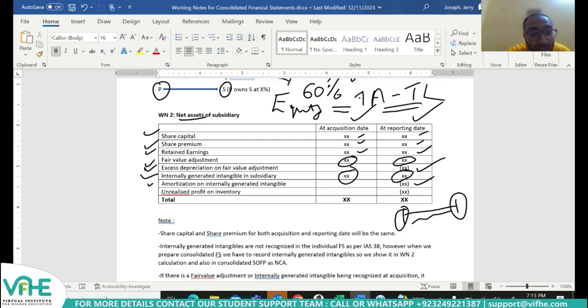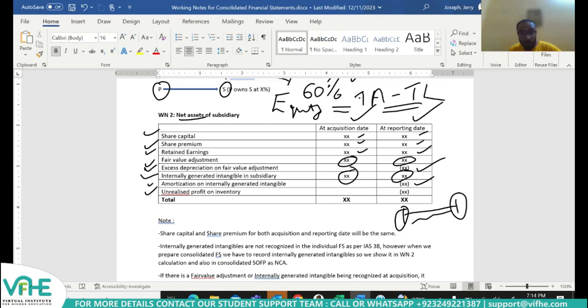Next, we have unrealized profit on inventory. We need to adjust. Again, what do you mean by unrealized profit on inventory? Subsidiary or parent, both can sell to each other, right? Suppose the subsidiary is selling to the parent at a profit. That profit is unrealized if that inventory is still remaining in the books of the parent, that is, it is unsold. Suppose if it is sold, that means that profit is realized now, so there is no unrealized profit coming. So unrealized profit comes when there is inventory.